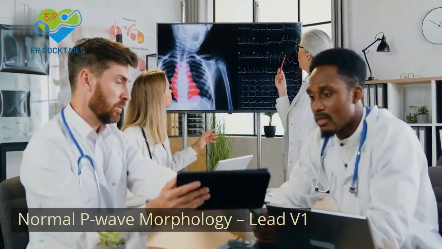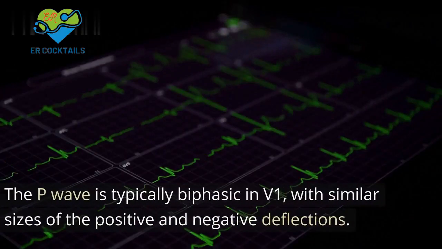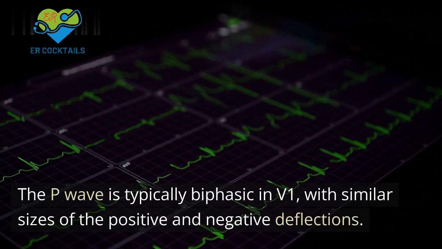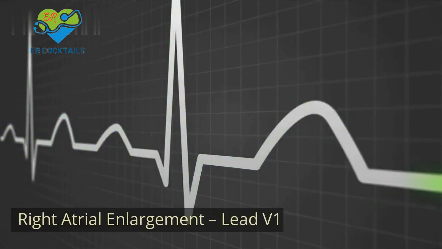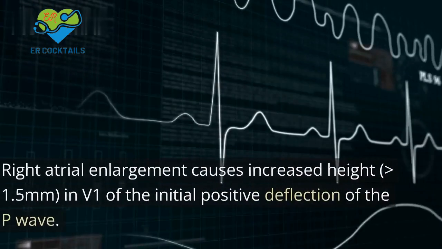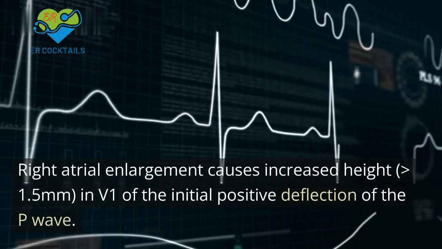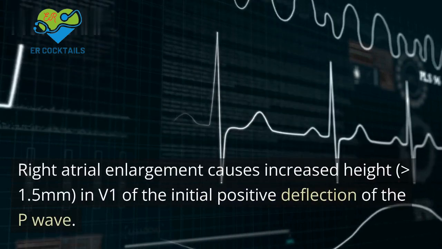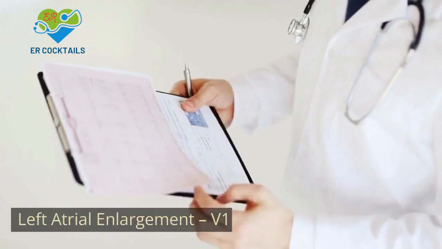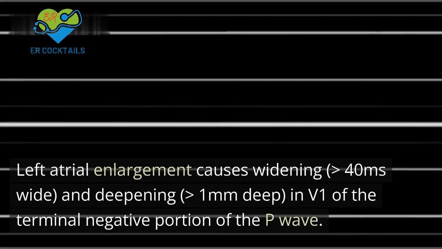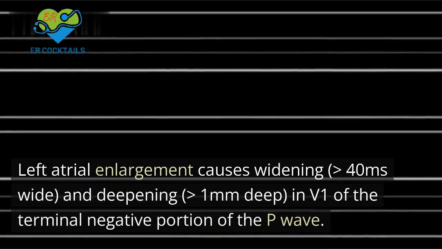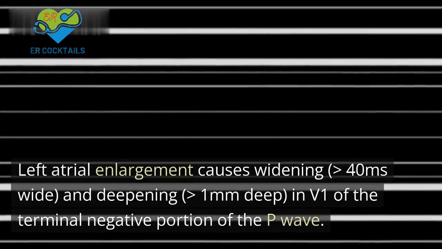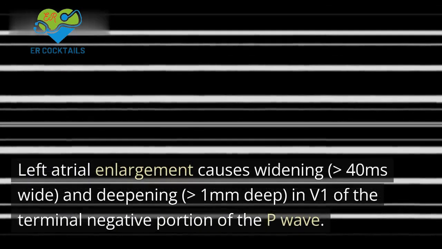Normal P wave morphology, lead V1. The P wave is typically biphasic in V1, with similar sizes of the positive and negative deflections. Right atrial enlargement, lead V1. Right atrial enlargement causes increased height, greater than 1.5 millimeters, in V1 of the initial positive deflection of the P wave. Left atrial enlargement, V1. Left atrial enlargement causes widening, greater than 40 milliseconds wide, and deepening, greater than 1 millimeter deep, in V1 of the terminal negative portion of the P wave.